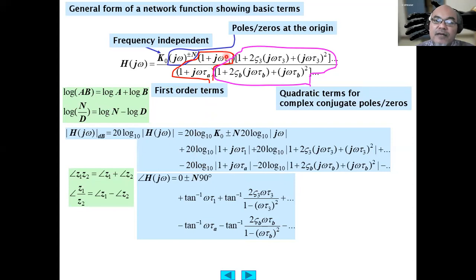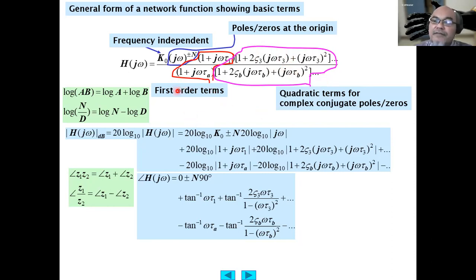Plus the phase angle of this part, which is arctan of ωτ1 divided by 1. Then the arctan of this part is arctan of 2ζ3 ωτ3 divided by 1 minus ω²τ3², since j squared equals negative one. This is the real part and this is the imaginary part of this term.